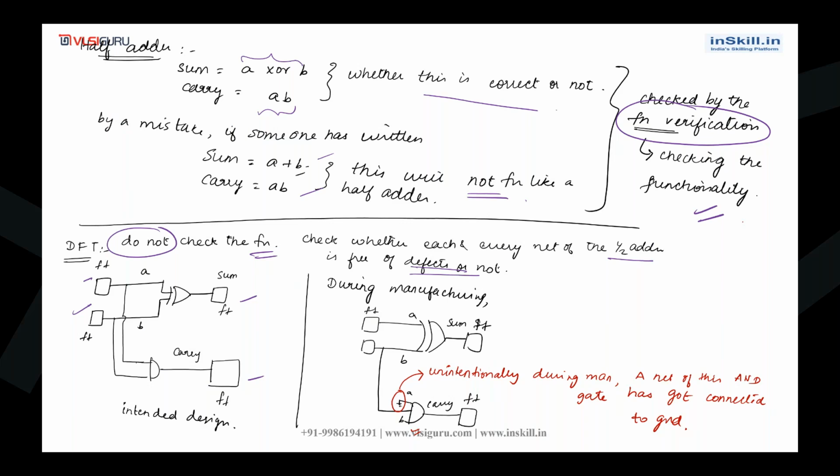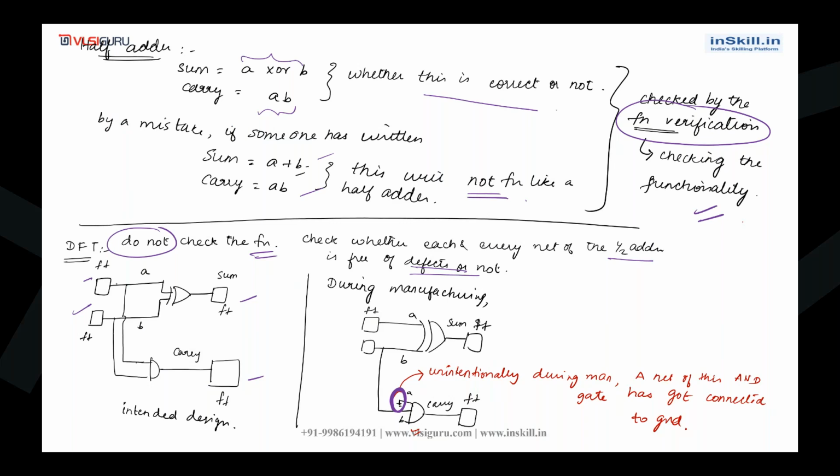Now suppose during manufacturing, the A net of this AND gate unintentionally got connected to ground. These kinds of things are what will be checked by the DFT engineers. So DFT engineers, we do not check the functionality. We check whether each and every net of this half adder in this example is free of defects or not.